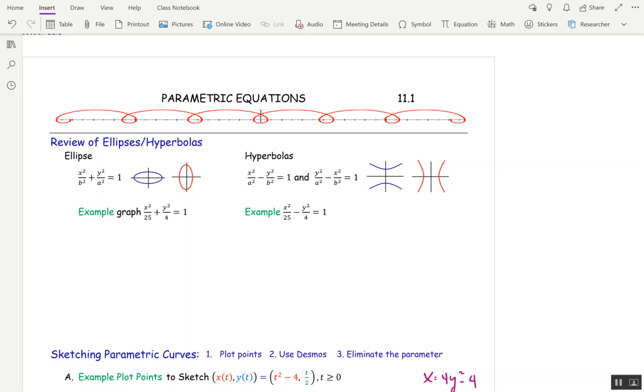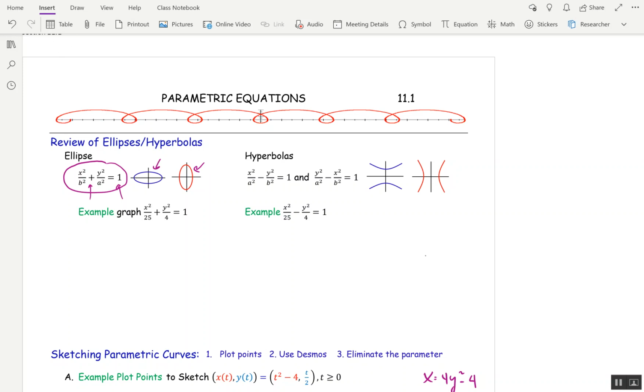If you have an equation where both x and y are squared, there's a plus sign, and there's a 1 over here, you have an ellipse. The ellipse is either going to be oriented on the x-axis, lying down, or oriented on the y-axis, standing up. The quickest way to figure out what your ellipse looks like is to plot the intercepts.